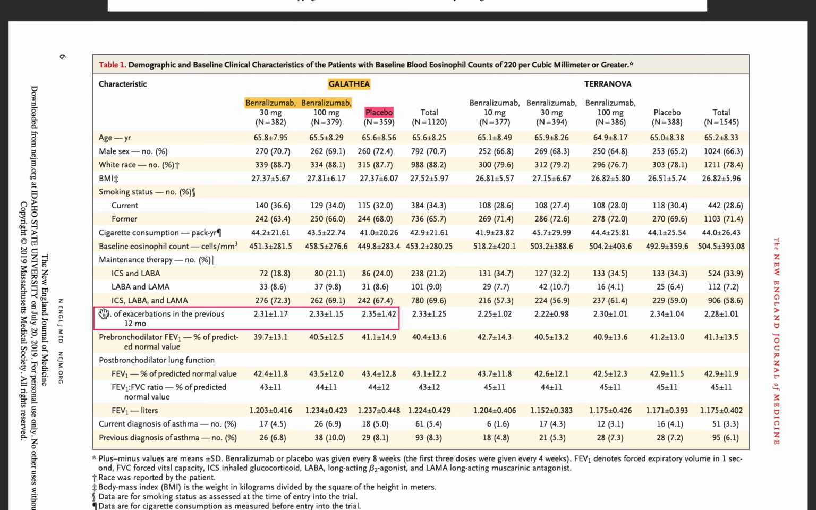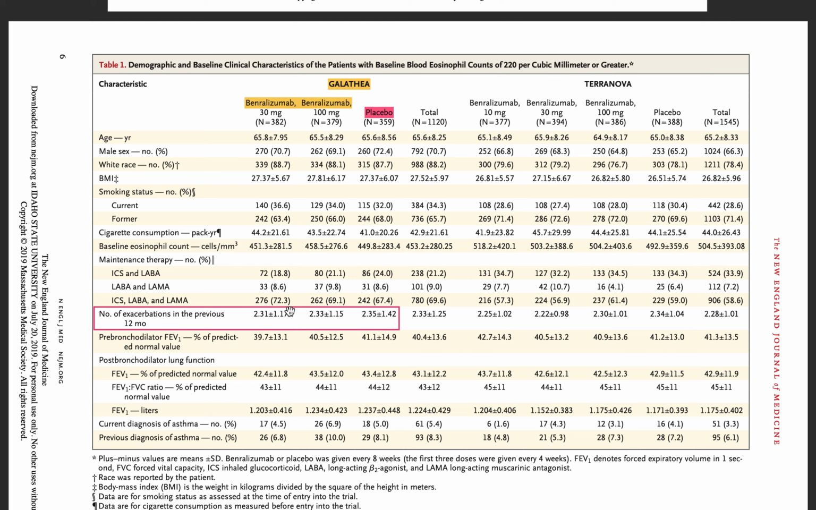So we go to the primary outcome, which is the one that we're interested in, and it's the number of exacerbations in the previous 12 months. In here, we're going to take their data. So their control, which is placebo, has a mean of 2.35 and a standard deviation of 1.42. This will be our mean 1, which is control. Now, for the intervention, they have 2. So we're just going to take 1. We're going to take this one.